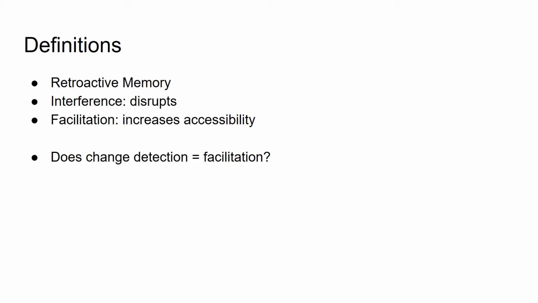Retroactive memory refers to how new learning can affect someone's ability to recall older information. Interference is when new learning disrupts one's ability to recall older memories, and facilitation is when new learning provides increased ability to understand or recall previously learned information. My project examined if detecting a change amid pieces of information that did in fact change can improve children's memory for primary information. In other words, does change detection provide facilitation?